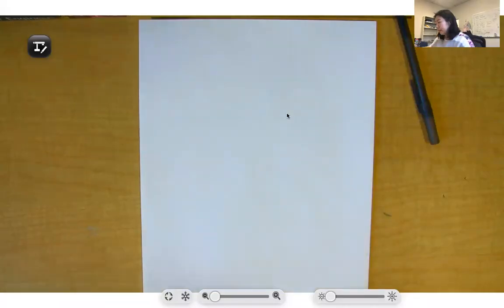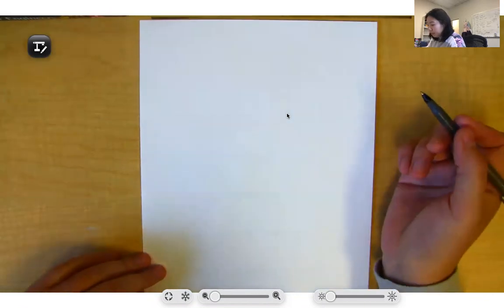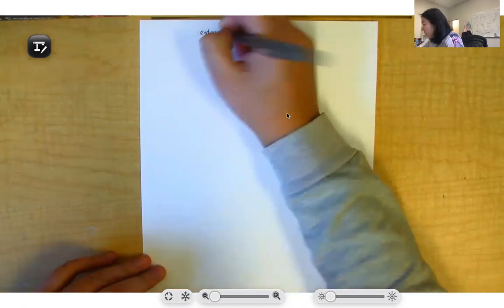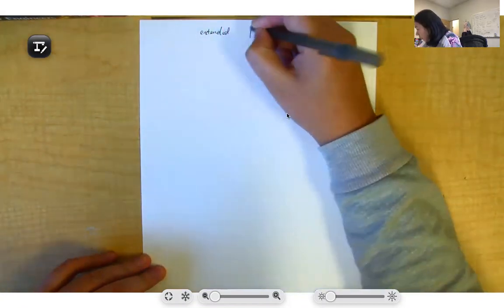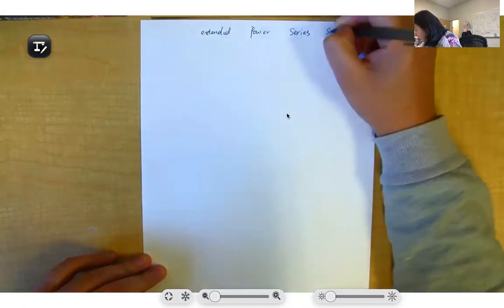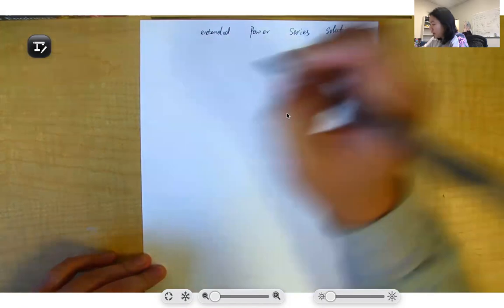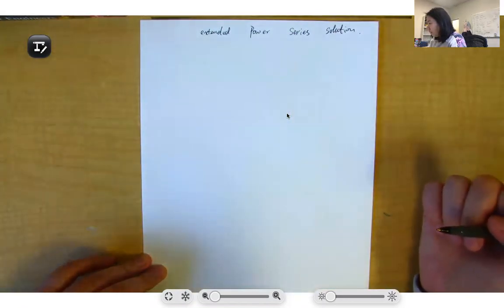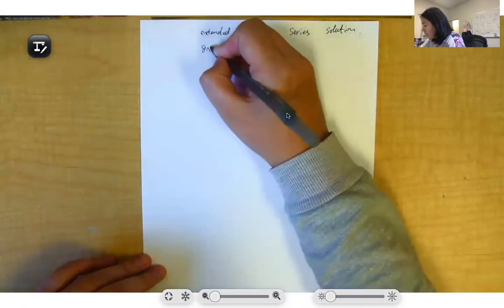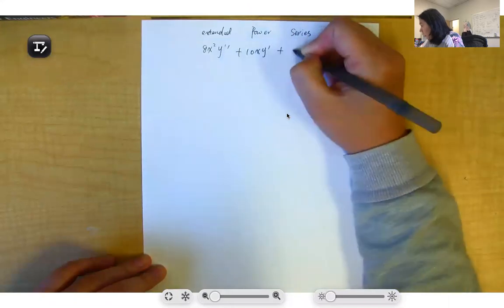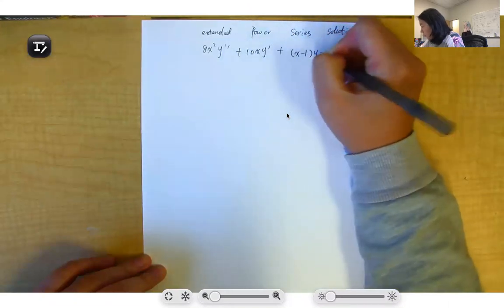Let's share another example for the power series, which is the extended power series solution. The example is a second order linear ODE with variable coefficients, which is 8x squared y double prime plus 10xy prime plus (x minus 1)y equals 0.